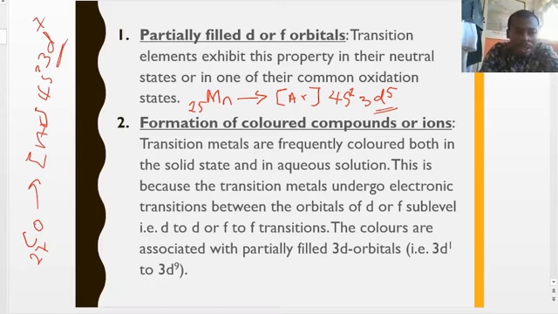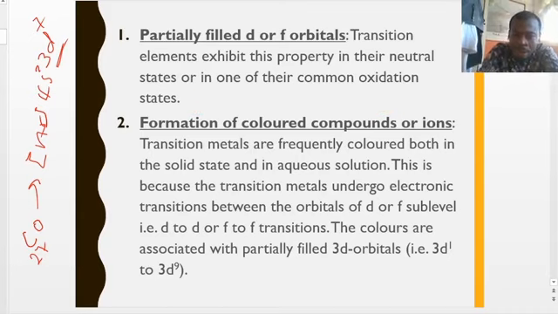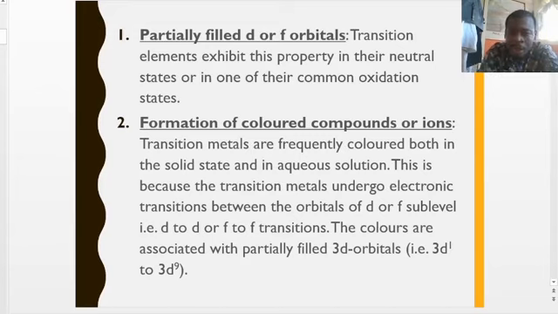But note fully well here that there are some elements that are not regarded as true transition metals. Those elements not regarded as true transition metals will not have partially filled d orbitals. Either they have empty d orbitals or they have completely filled d orbitals. So let's look at a few examples.